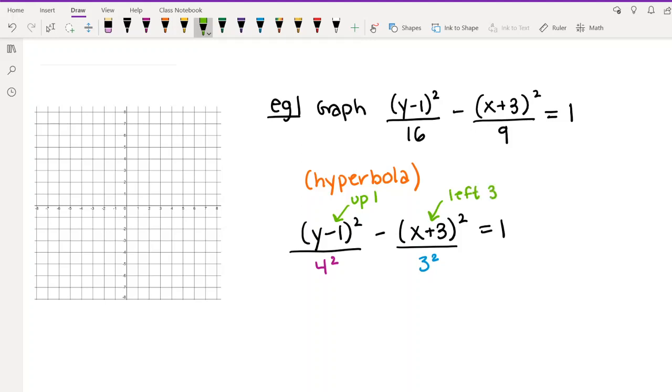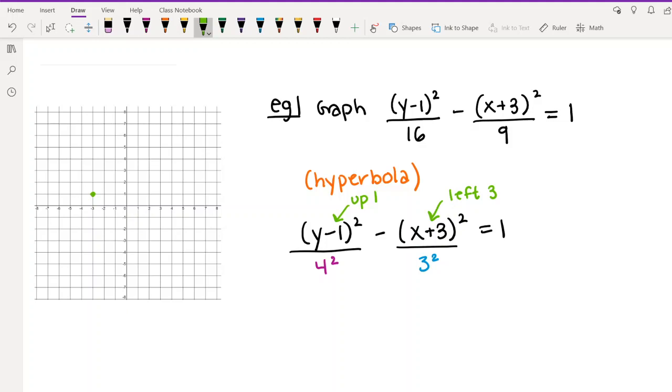So when we go to draw this, we're going to do almost the exact same approach we did in the other video about hyperbolas, but we're going to start by kind of centering ourselves. We see that we've shifted left 3 and up 1, so that's going to put the center of our box here. It's almost like you're pretending that point is the origin when you draw this hyperbola.